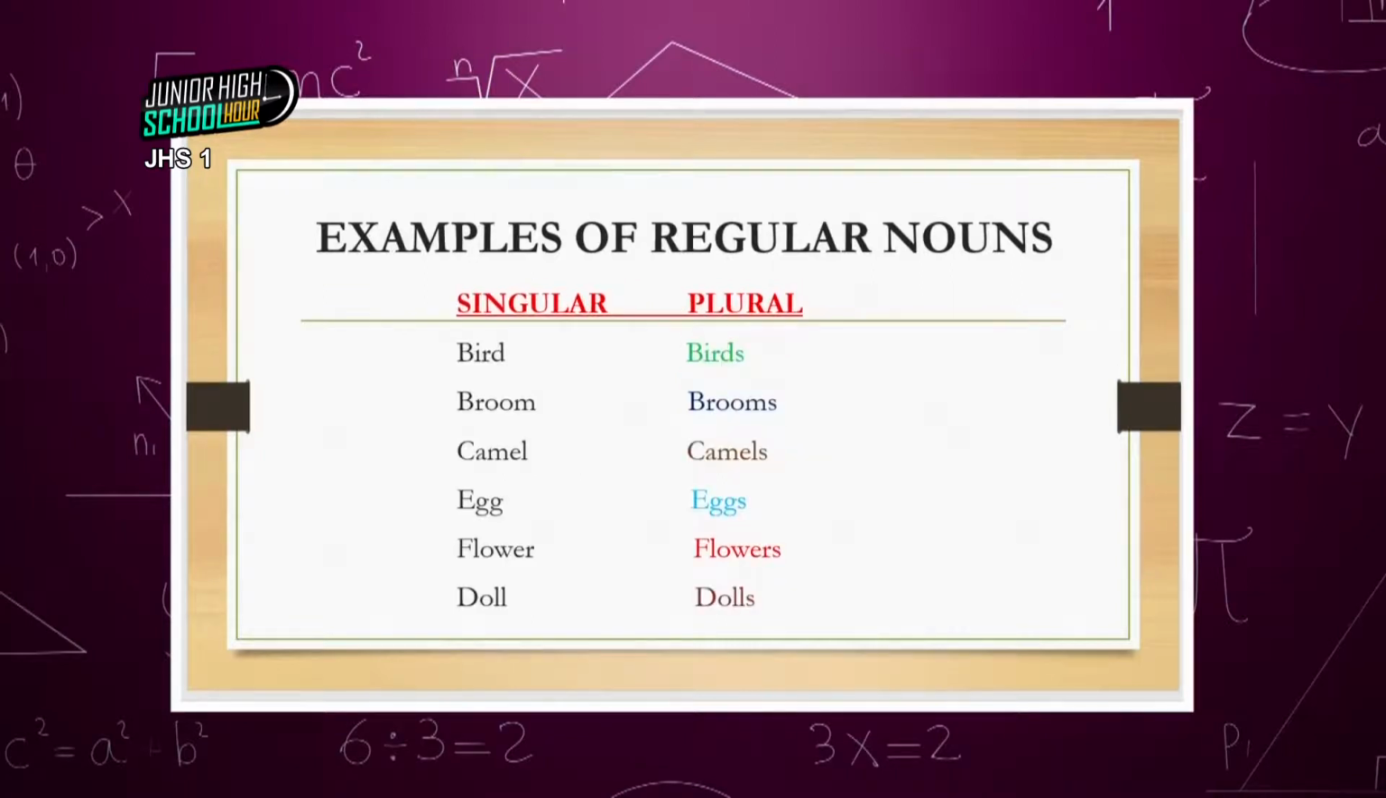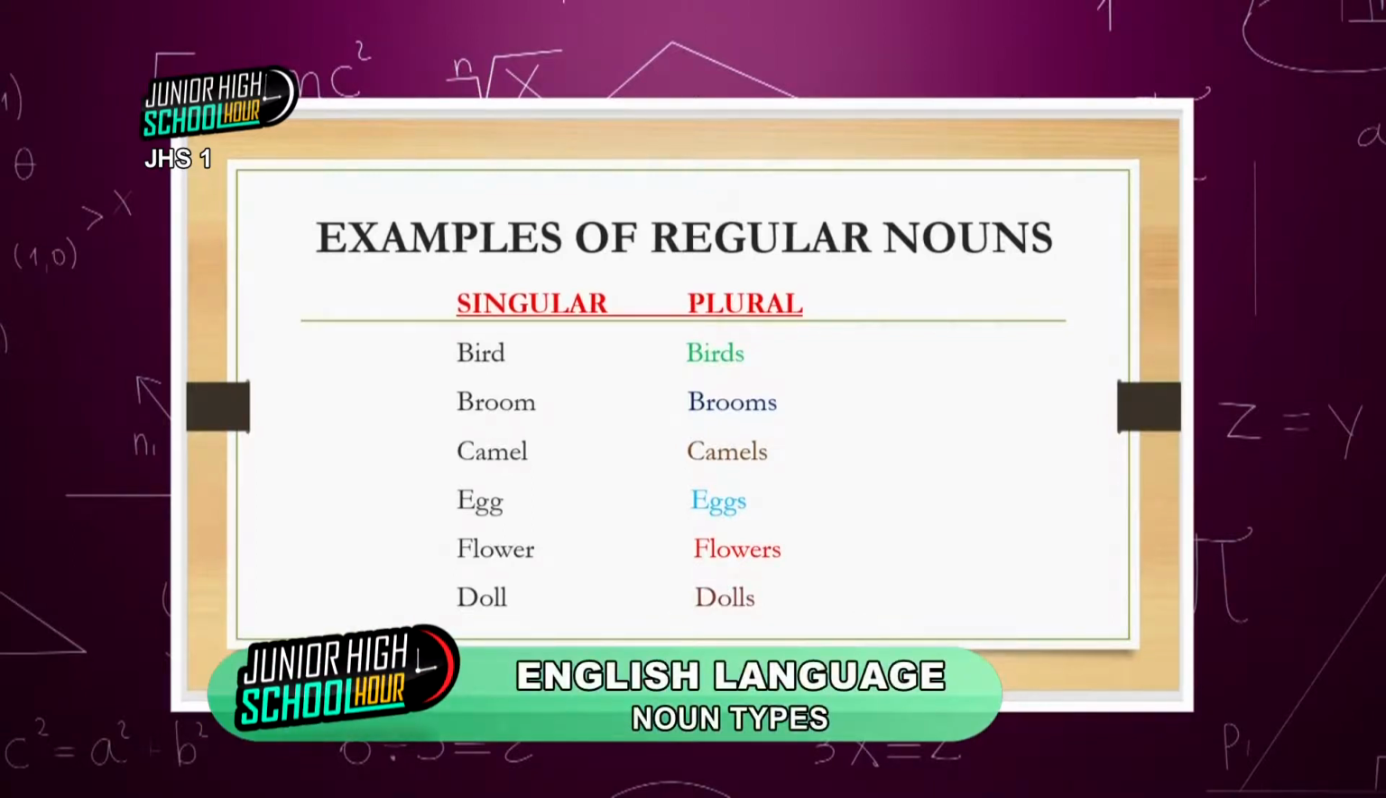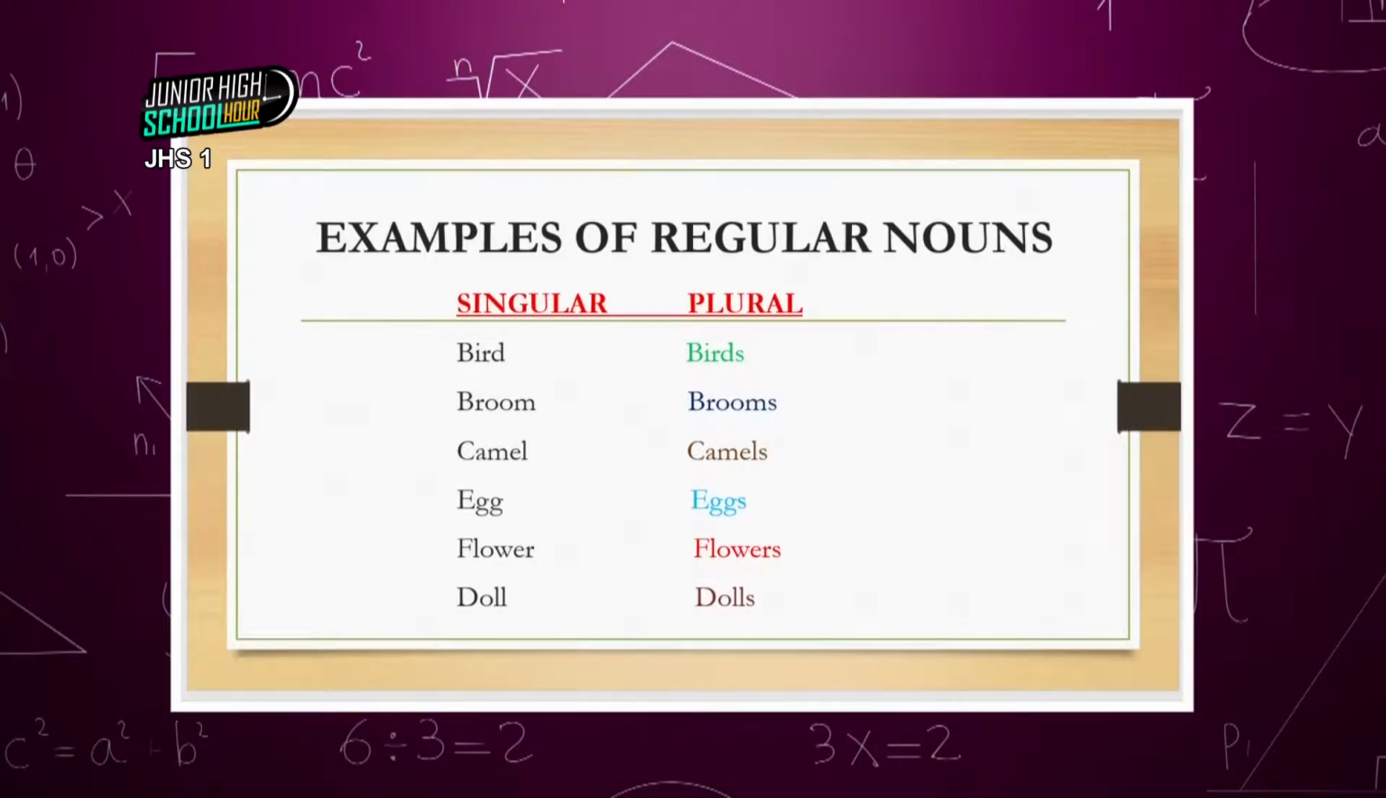Now, let's go back to the regular nouns. So we have the singular and then we have the plural. Now I have bird as a singular and then birds as in plural. That one is very, very simple and we get it. Broom, and the plural form we have brooms. We have camel, the plural form we have camels. We have egg as in singular and then eggs as in plural. We have flower and then flowers. Then we have doll and then dolls. Those ones we are very, very familiar with, and those are the regular nouns.